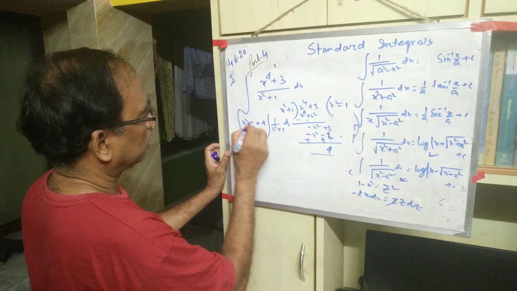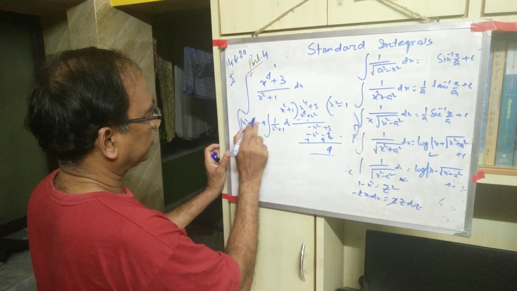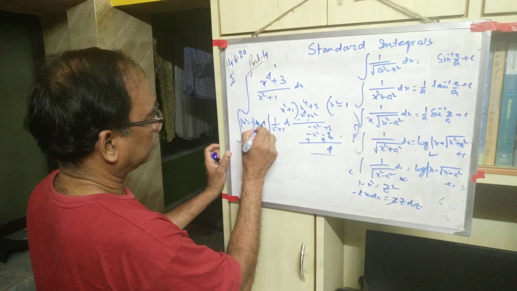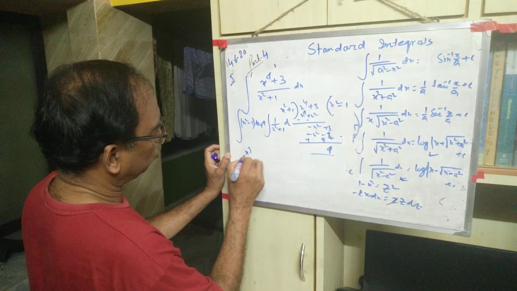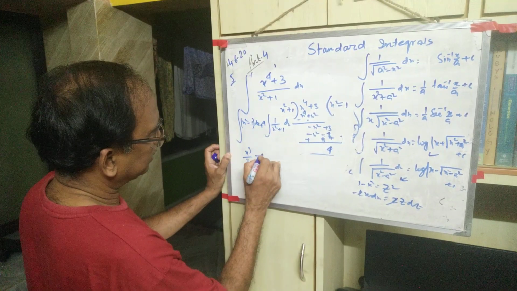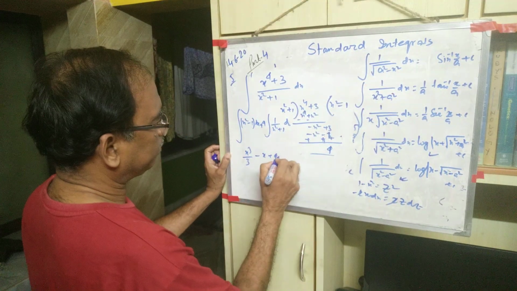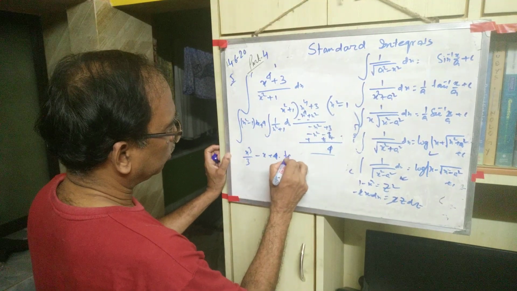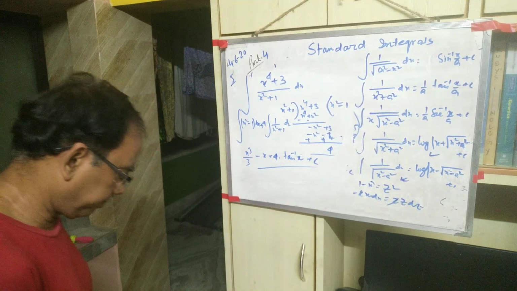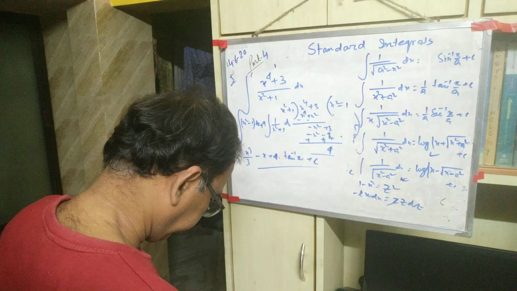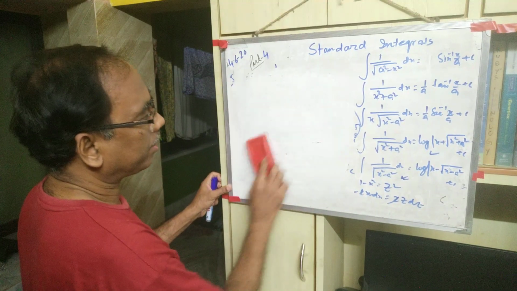Integration of this. So division of x square, integration is x cube by 3, minus 1 dx is x, plus 4. This is x square plus a square, that is 1 by a tan inverse x. That is 4 into tan inverse x plus c, that is the integral value. Okay, this is the standard integral.